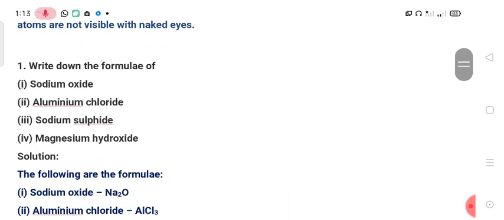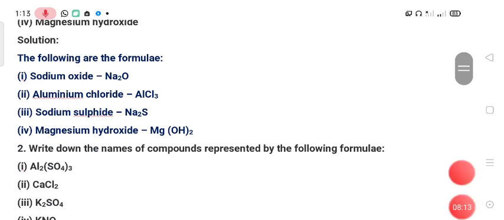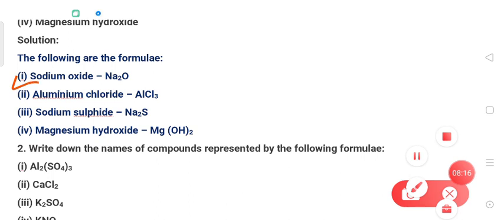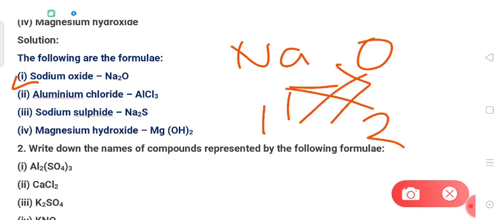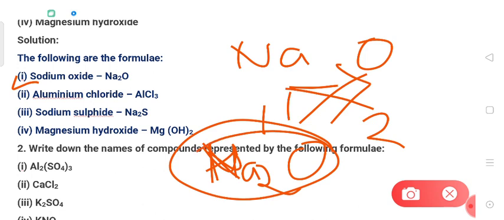Next, write down the formulae of sodium oxide, aluminum chloride, sodium sulfide and magnesium hydroxide. So dear students, for example, we are given sodium oxide. We know that there are two constituents, one is sodium and the other is oxide. We know that the valency of sodium is 1 and valency of oxygen is 2. We will cross it, right? And what will happen? Na2O, this will become the formula of sodium oxide.